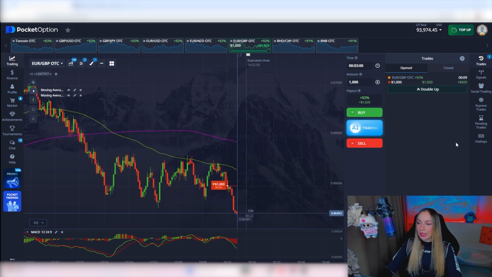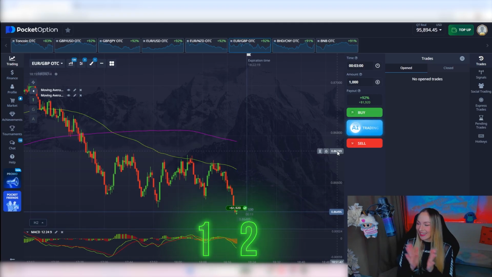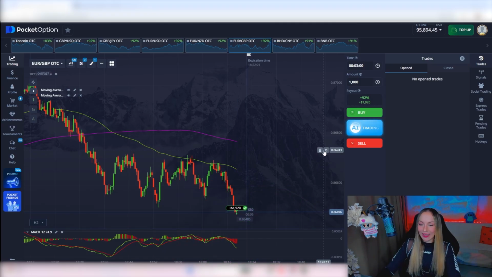And we have only 9 seconds left, and the money will be in my wallet in 3, 2, 1. Yeah! Here we go. The first trade was super successful.